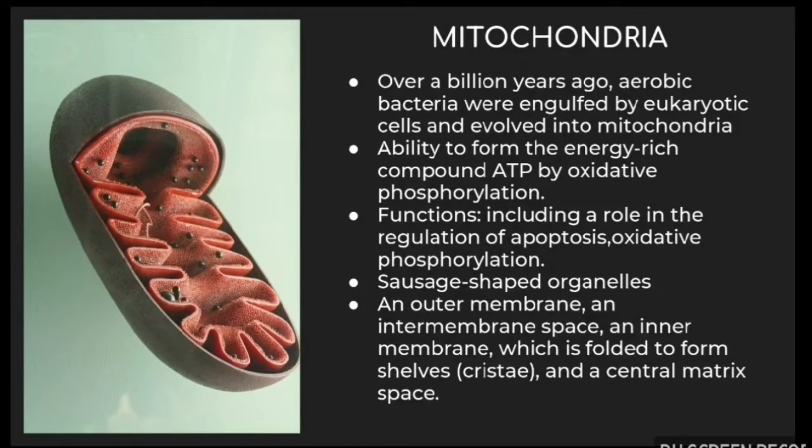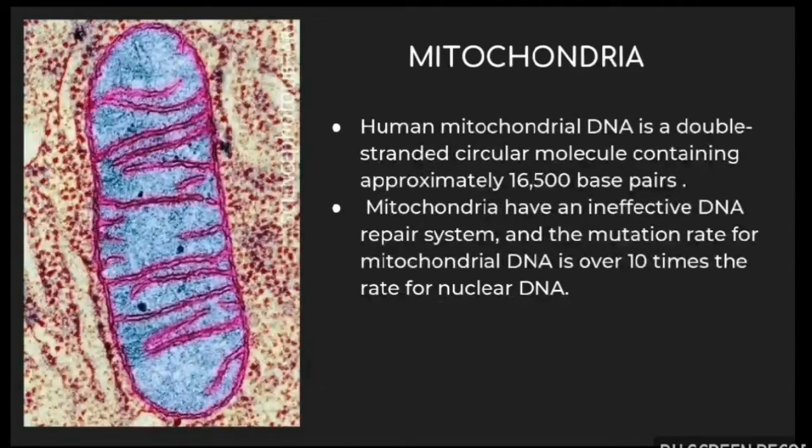The mitochondria has an outer membrane, intermembrane space, and inner membrane, which is folded to form shelf-like cristae, and a central matrix space. You can see in the image the outer membrane, then the intermembrane space, then an inner membrane which is folded into cristae. Human mitochondrial DNA is a double-stranded circular molecule. Mitochondria has its own DNA, which is double-stranded and circular, and it consists of 16,500 base pairs.